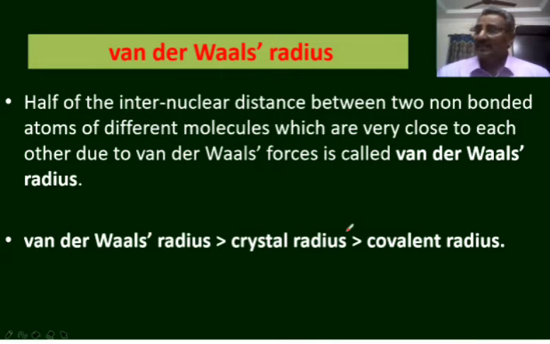Next, van der Waals radius. Half of the internuclear distance between the two non-bonded atoms of different molecules which are very close to each other due to van der Waals forces is called van der Waals radius.